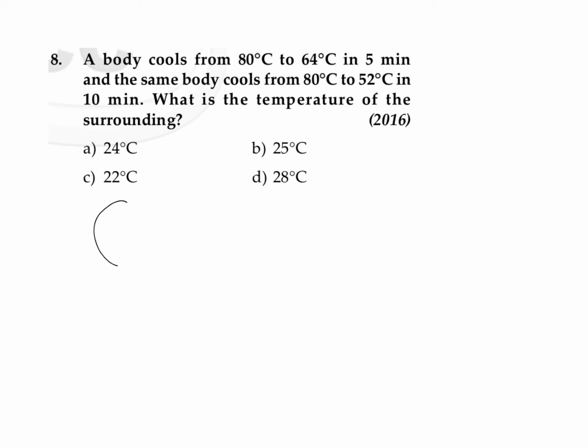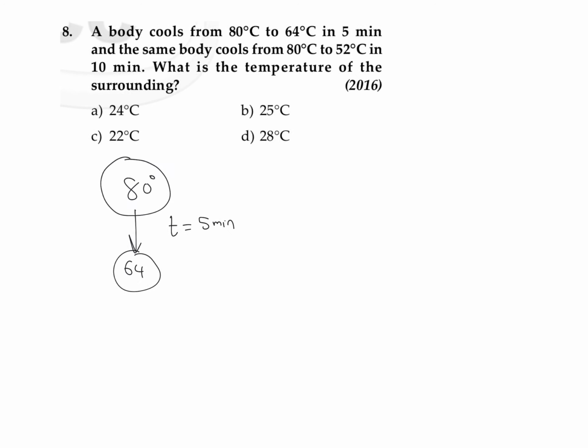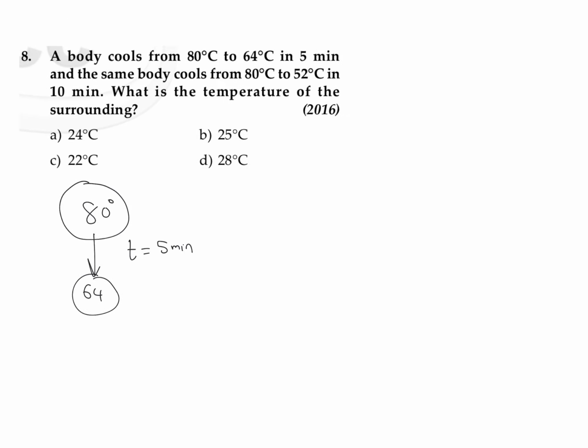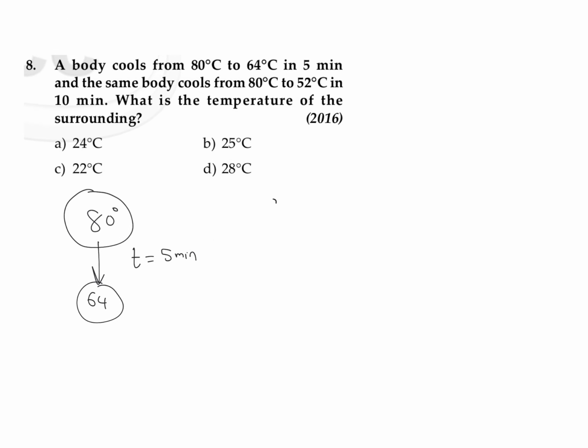So here it is given that initially the temperature of the object was 80 degrees Celsius. It's changed to 64 degrees Celsius in 5 minutes, so we can take time as 5 minutes. And then the same body cools from 80 degrees Celsius to 52 degrees Celsius in 10 minutes. So we are considering the other situation where the temperature changes from 80 to 52 degrees Celsius in a time of, let's say, 10 minutes. What is the temperature of surrounding?